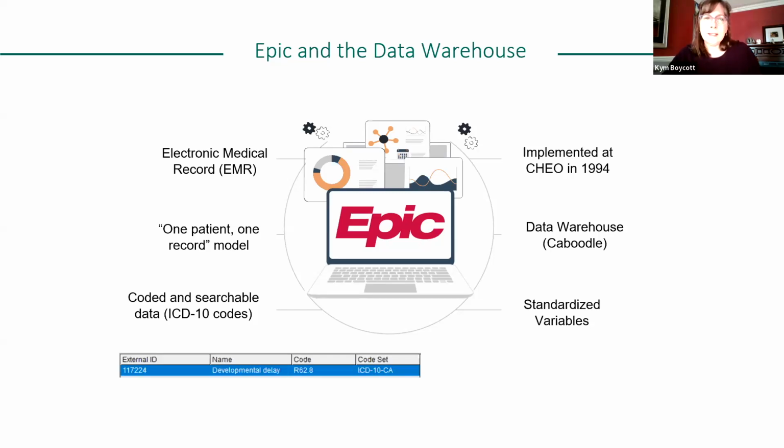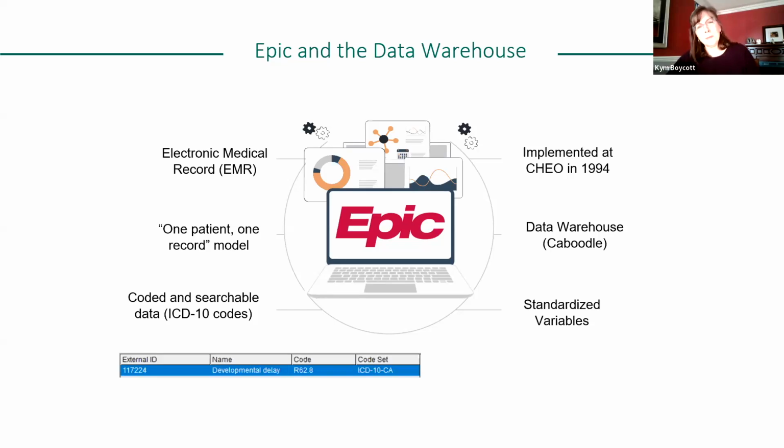So we use the electronic health record, EPIC, which I'm sure lots of you are familiar with. It was implemented at CHEO at least partially in 1994, but most of the outpatient visits have been part of EPIC since 2015, and that's when genetics came on to EPIC as well. And the advantage, of course, is that there are all of these searchable data and some standardized variables.